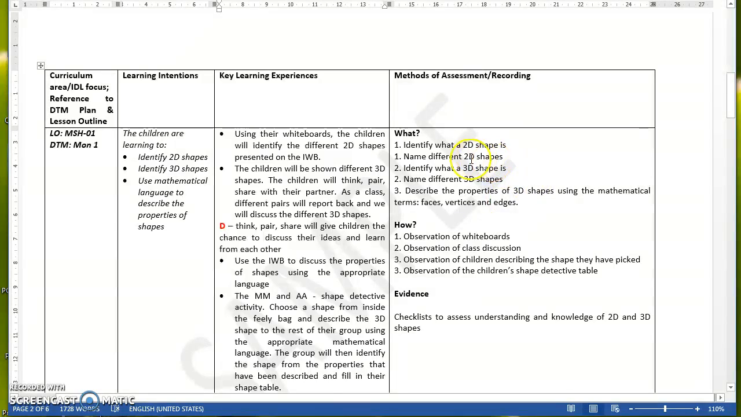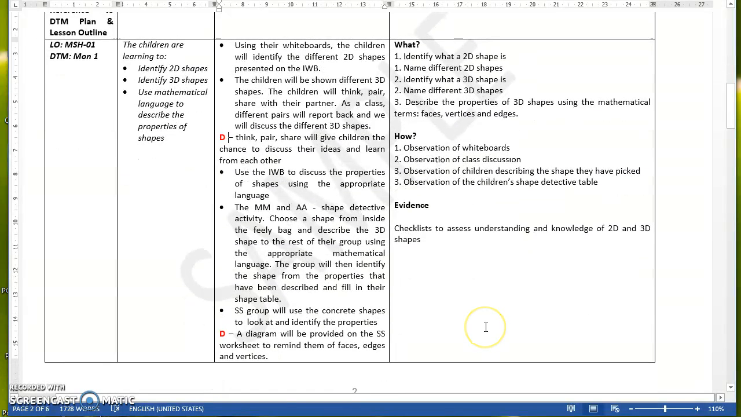So let's go and look at the methods of assessment here. You can see I've split it into what, how, and the evidence for that. That's my own way of doing it. You might have a different way of doing that, but you can see the kind of things that I want to get out of this lesson, and then how I'm going to do that, and then what my evidence is. So you'll see I've got checklists to assess understanding of 2 and 3D shape. That goes back to this idea of think, pair, share. What am I doing when the children are engaged in that activity? I'm watching them and I've got my checklist, and that's how I'm assessing the children. And that might be a particular group, or it might be the whole group if I'm able to do that.